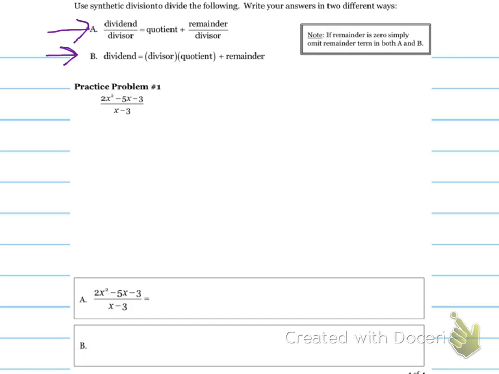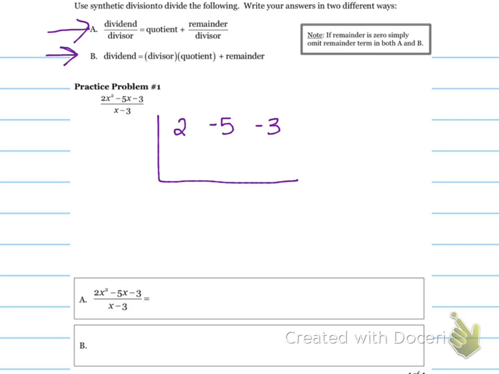So for number 1, we can do synthetic division since we are dividing by a linear term or a binomial that's a linear term. It can't be quadratic, it can't have a coefficient, or else we're going to have to do long division. So the first step is to take the coefficients of the dividend, what's on top. So 2x squared, the coefficients 2, -5, and -3.